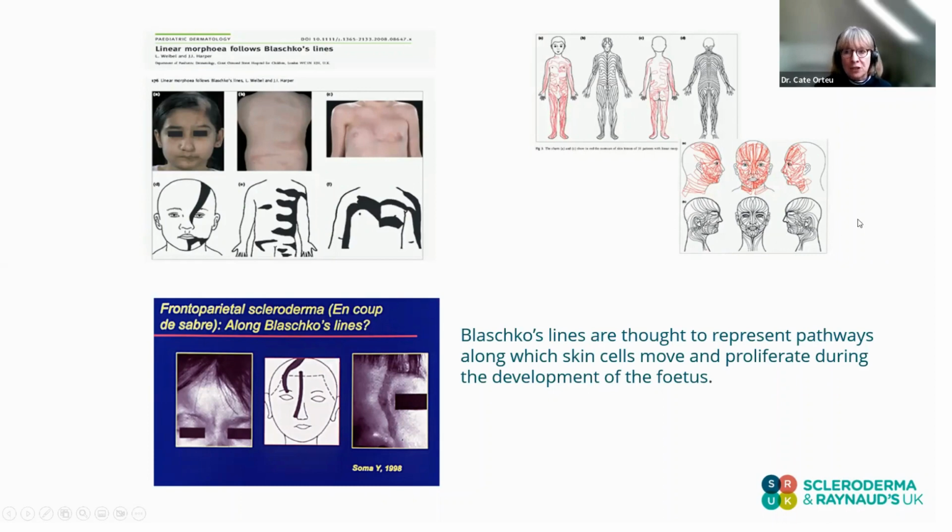So in black you've got Blaschko's lines, and in red you've got the patterns of morphoea of multiple patients superimposed on, I guess, a dummy image. So you can see this shows some of the truncal lesions again, which are Blaschkoid. So linear disease of the trunk tends to occur in this sort of pattern. You can get plaque disease on the trunk as well, which doesn't tend to follow the same distribution.